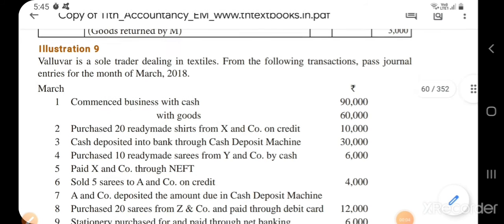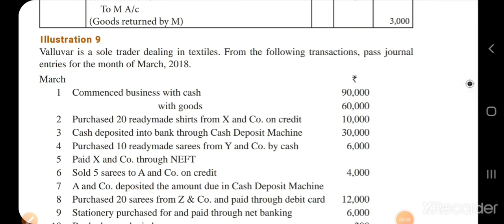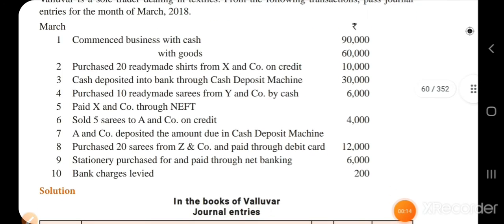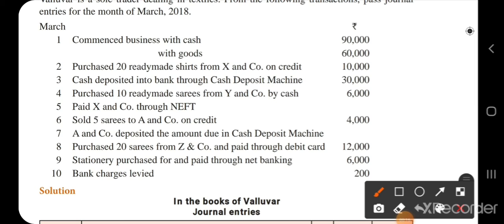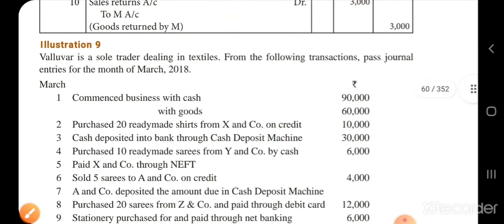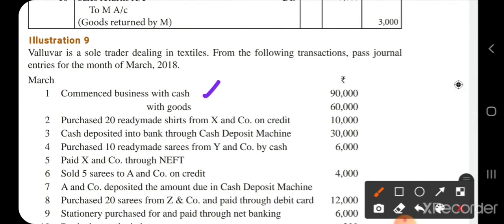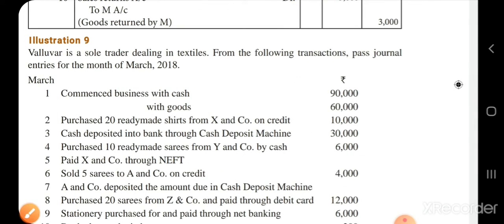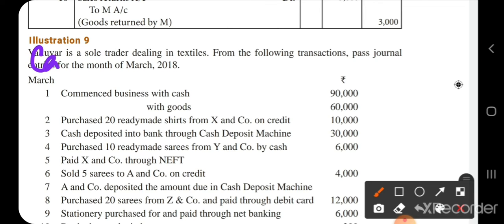Illustration 9. Valluvar is a sole trader dealing in textiles. From the following transactions, pass journal entries for the month of March 2018. Commenced business with cash 90,000 and with goods 60,000. So this person is starting the business. He is bringing in cash and goods to the business as the capital. So what are the accounts involved here? Cash, goods means stock, and capital.